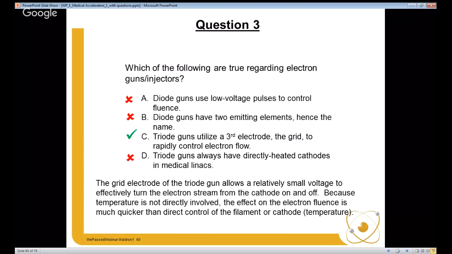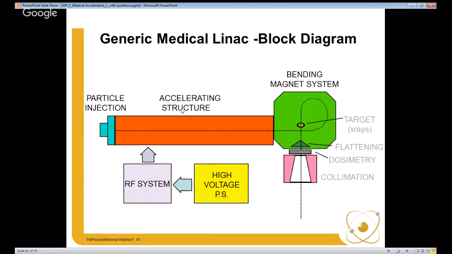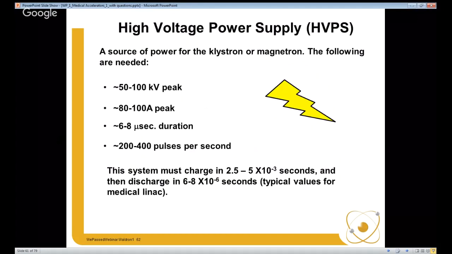Okay, moving forward. We've talked about accelerating structure, we've talked about particle injection, we've talked about RF devices. What remains is high voltage power supply and bending magnets. And I've got to go pretty quick here. So high voltage power supply, where do we get that high voltage for our RF system? This is the power source for the klystron or magnetron. What do we need? We need 50 to 100 kilovolts peak, very high current, short duration, and a particular pulse rate. The system has to charge in a few milliseconds because of the pulse rate, and then it has to discharge in a few microseconds.